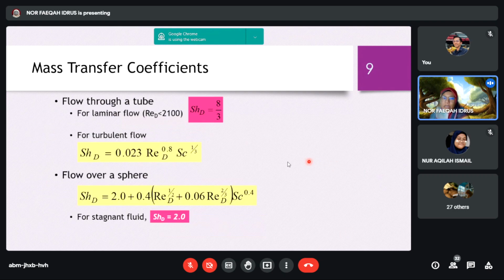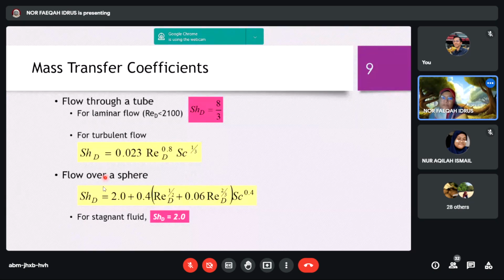Alright, then next, flow through a tube. Okay, flow through a tube ni, this is the cylindrical shape of catalyst, because the cylindrical shape of catalyst tu dia similar as a tube. Okay, then if flow through a tube or cylinder and the flow is laminar flow, the Sherwood number automatically equals 8/3. But for turbulent flow, you need to calculate the Sherwood number by using this equation.